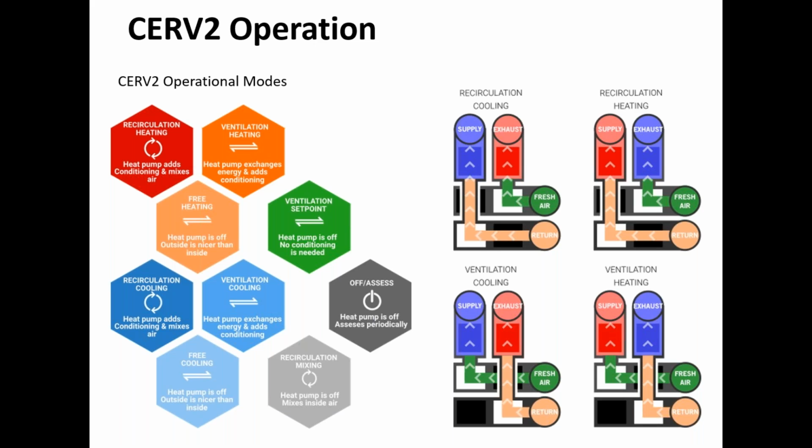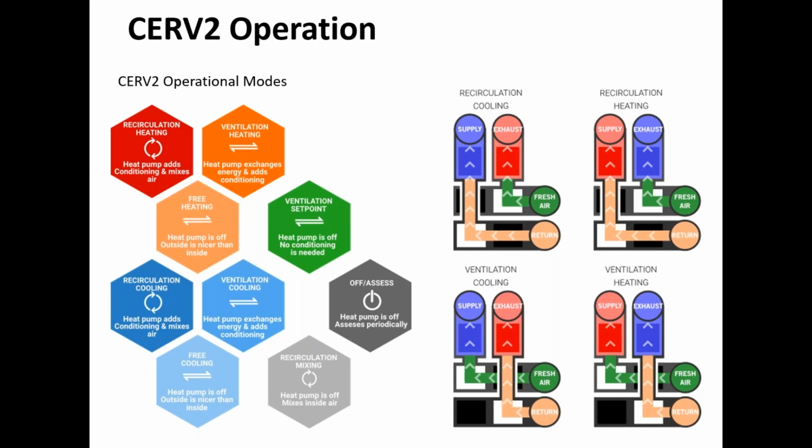If air quality is satisfied, the system can use the heat pump to add supplemental heating or cooling to the house. You don't want to rely on this to fully condition the house, so you do need a primary heating or cooling source. But for low load homes in moderate climates, the CERV may do a significant amount of the heating or cooling needed, especially in the swing seasons. So that's what the recirculation heating and recirculation cooling modes are for.